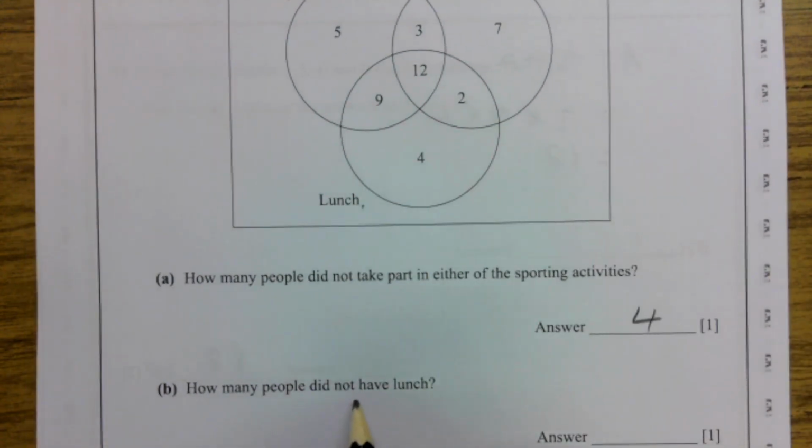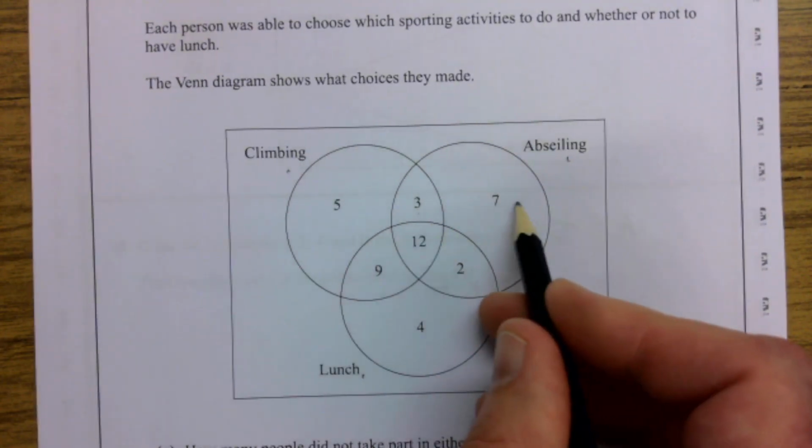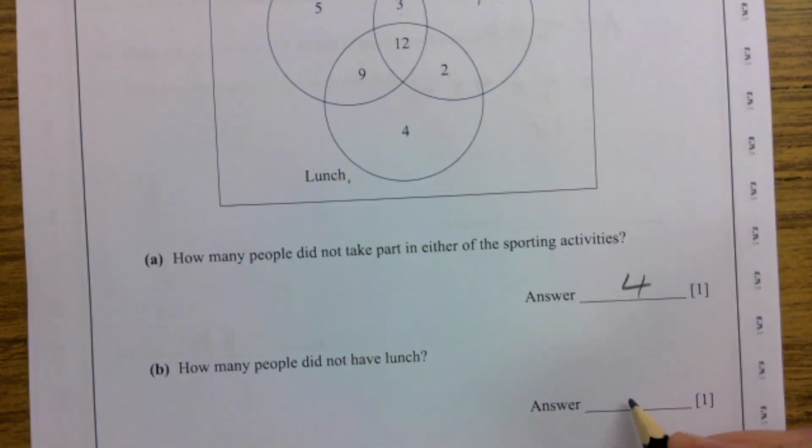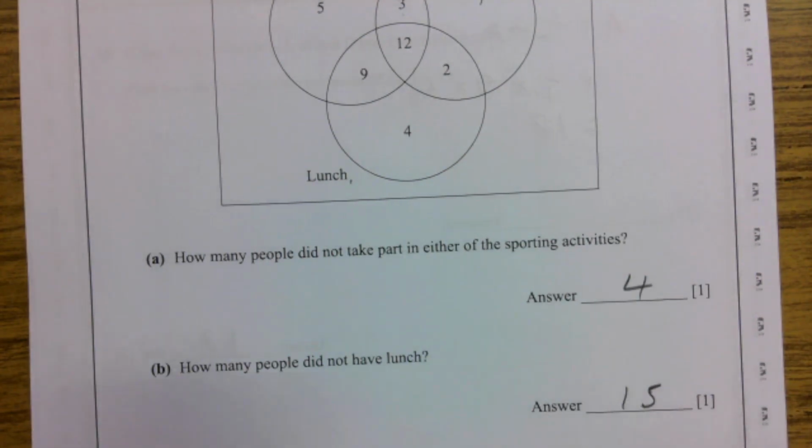How many people did not have lunch? Then it's going to be 5 plus 3 plus 7. See, they're not part of the lunch. Adding those together, then you get 15.